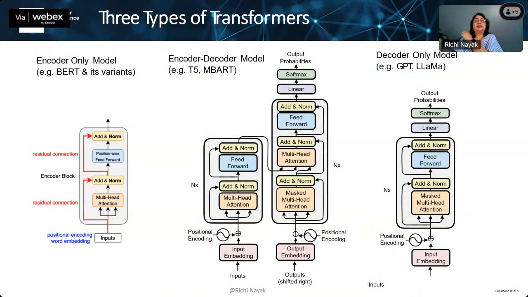So these are the three different types of transformer. Encoder only, that is using only the left part, BERT and its variants. BERT was originally meant to do the representation, and we all know BERT's bidirectional embedding. So this one gives you all the representation learning. Then we have this encoder-decoder model, that's T5 and MBART, and then the decoder only, that are GPT and Llama.